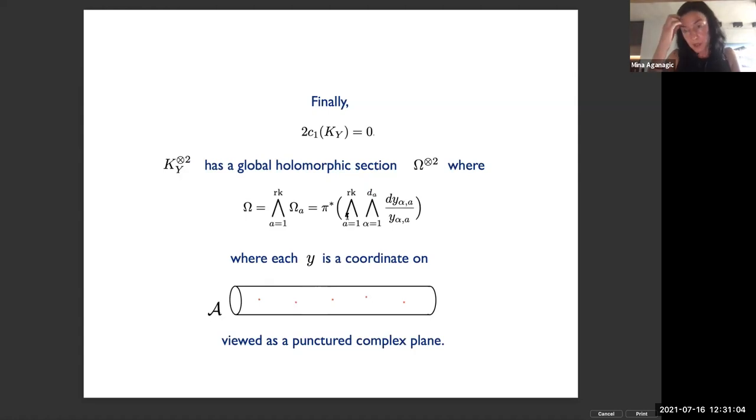Finally, twice the first Chern class of Y vanishes: the square of the canonical bundle has a global holomorphic section, where omega is just the natural thing that's pulled back from the natural product holomorphic form on the holomorphic one-form on A.